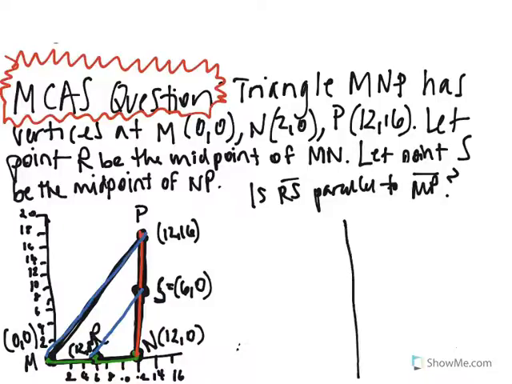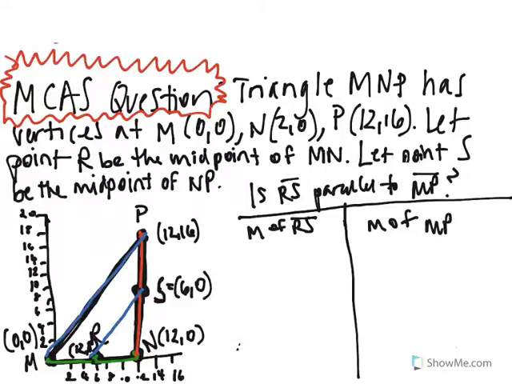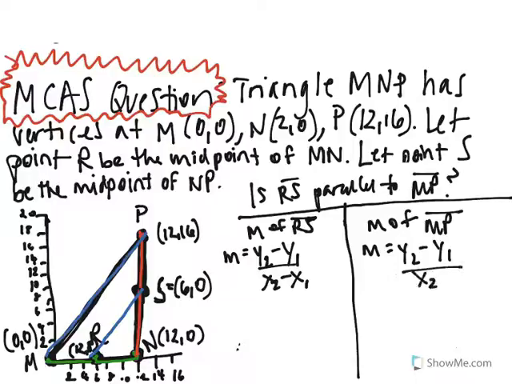So let's calculate the slopes. Again, I'm going to make a little table just to organize my work. So I'm going to do the slope of RS, and then the slope of MP. All right, so what is the slope formula? M, or slope, equals y2 minus y1 over x2 minus x1. Okay, so R is (12, 8), S is (6, 0). And then for MP, we have M is (0, 0), P is (12, 16). Okay, so now we're all set up and ready to work.